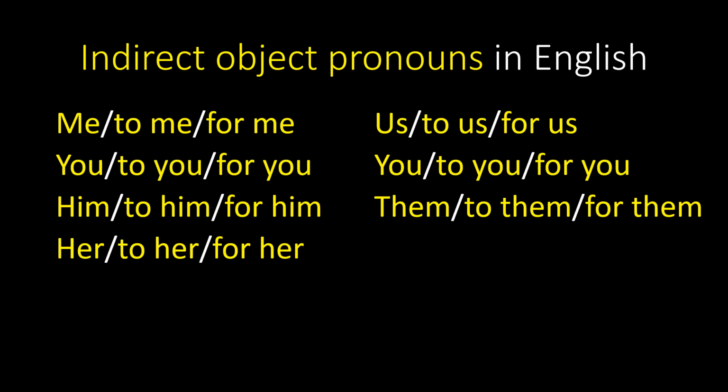Here are your indirect objects in English. Me, to me, for me. You, to you, for you. Him, to him, for him. Her, to her, for her. Us, to us, for us. You, to you, for you. Them, to them, for them.